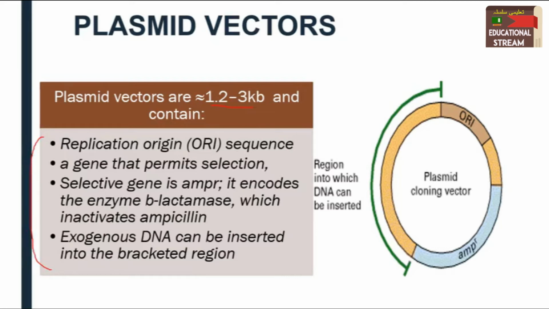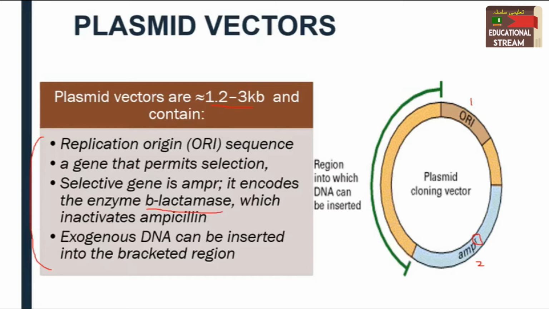possess. For instance, they should have the origin of replication. They contain a gene that can permit the selection process. In this case, that selective gene is ampicillin R, where R is for resistance. It provides resistance to ampicillin and it is encoded by a gene known as beta lactamase. So beta lactamase is a gene which gives resistance to the ampicillin antibiotic.